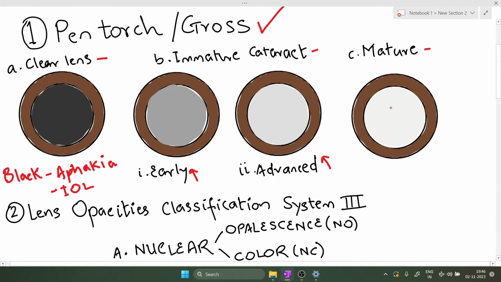A mature cataract is going to be a completely white-looking lens. And if it is a milky fluid-filled kind of thing, if you see there are no fibers appearance, there's just a milky, uniform fluid-like appearance, then it is very likely to be a hypermature cataract. Now this is what the gross or the pen torch method tells us.